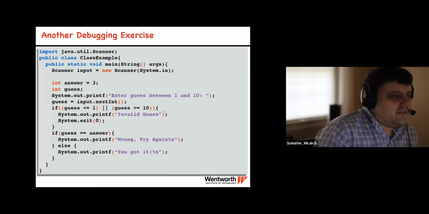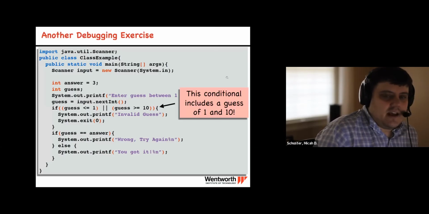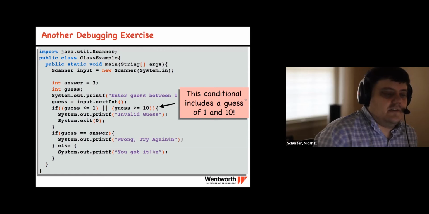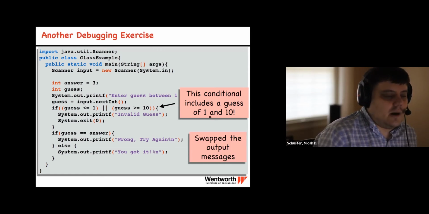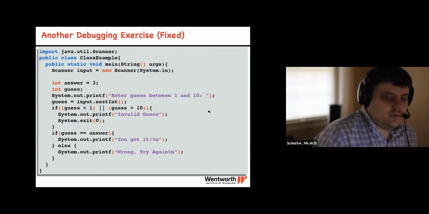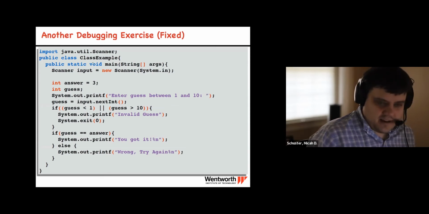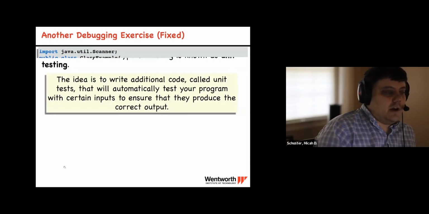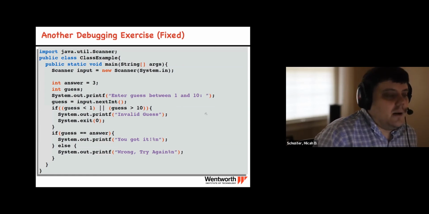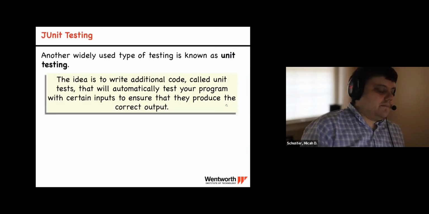So usually after these slides, I have some pop-ups or some other description of stuff here. So the conditional is supposed to include a guess of 0 and 1. We have swapped input messages or swapped output messages. So here is the actual solution to this, the fixed exercise. We're actually going to do this one again, but in a different way in just a moment.